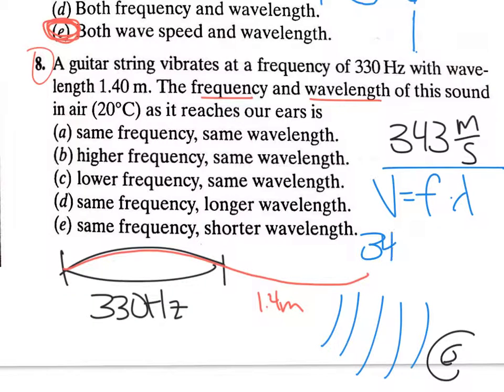we know that the speed is 343 and the frequency is 330, so we can figure out the wavelength. The point of this question is that the wavelength of the guitar string does not have to be the same as the wavelength of the sound wave in air. If we were to divide, we're going to get, I don't know, let's see, 1 point something, less than that. This is my guess. I didn't calculate this beforehand, but it's something a little more than 1.